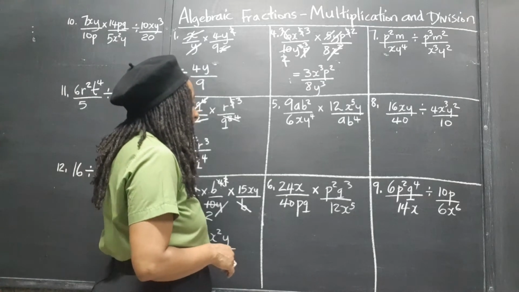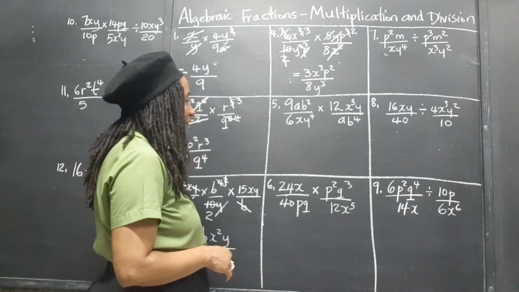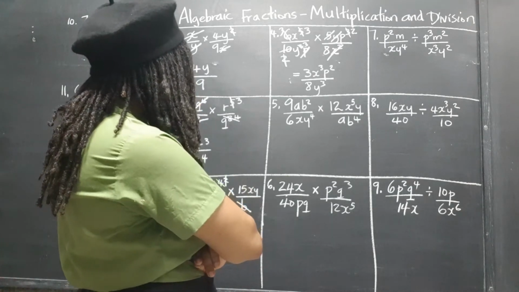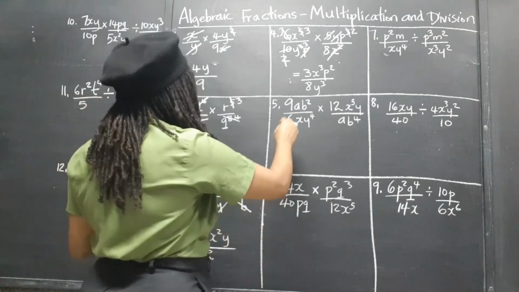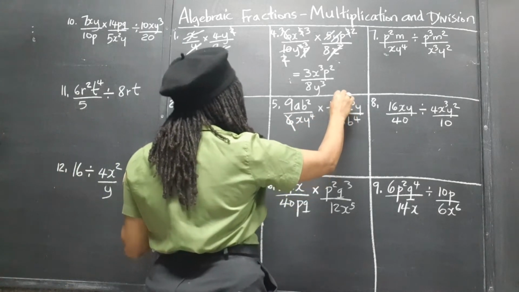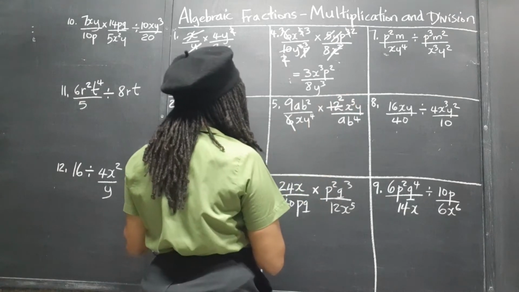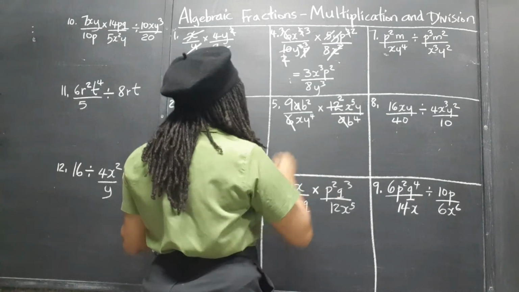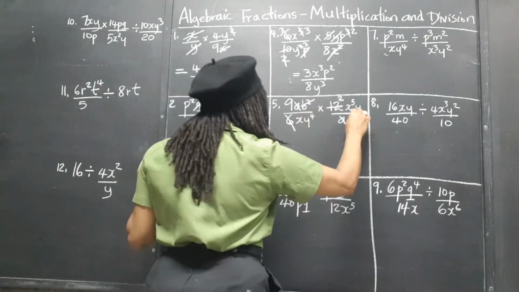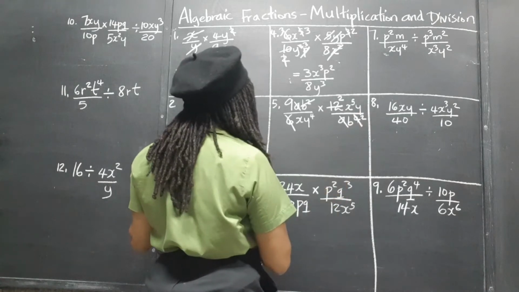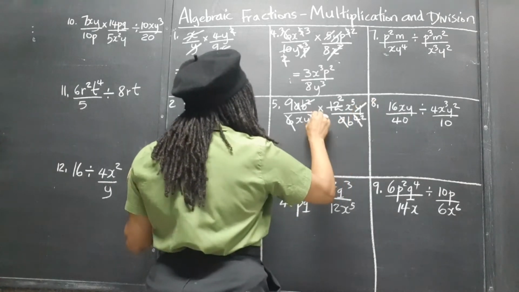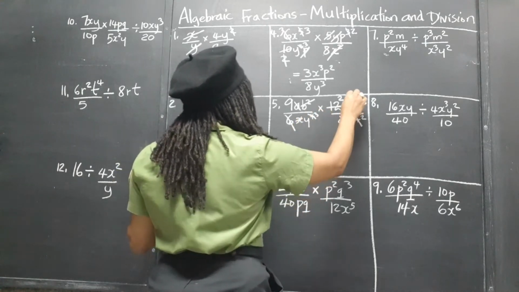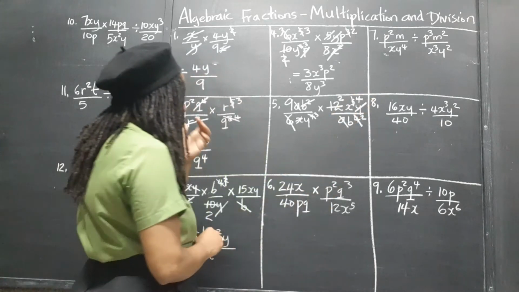9ab squared over 6xy to the 4th times 12x fifth y over ab to the 4th. Alright, in terms of coefficients, the 6 cancels the 12. So we have a 2 there. This a cancels that a. This b squared will take 2 out of the b to the 4th. This y will take 1 out of that y, leaving y cubed. And this x will take 1 out of that, leaving x to the 4th.